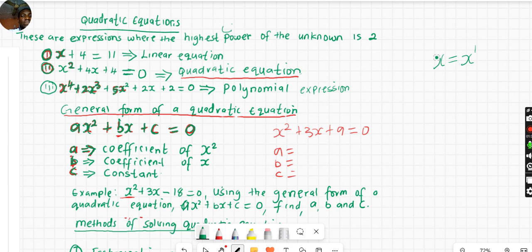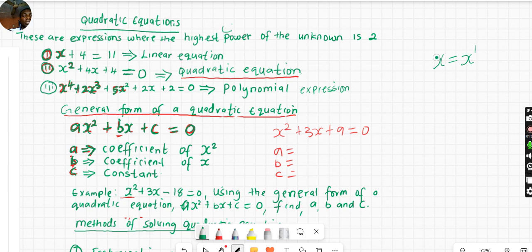So for this first expression, the power of x is 1. So it's not a quadratic expression, rather it is a linear equation. Anytime the power of the variable is 1, the equation is a linear equation.